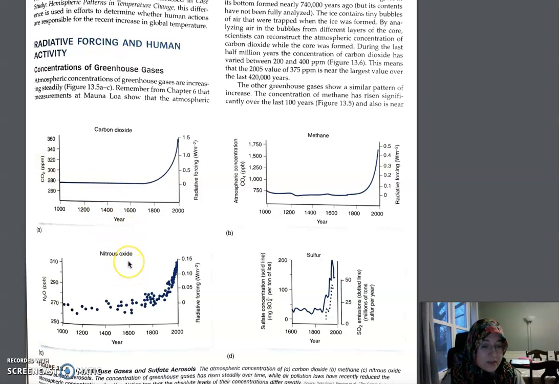So the source of nitrous oxide is industrialization. When you start polluting the air by burning different types of gases, you are adding nitrous oxide to the atmosphere. So as you see here, after industrialization, as the human population increases and we start using more industrialization, the amount of nitrous oxide increases, as well as the radiative forcing.